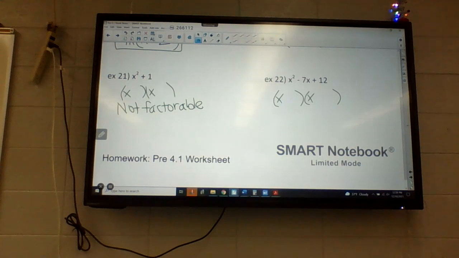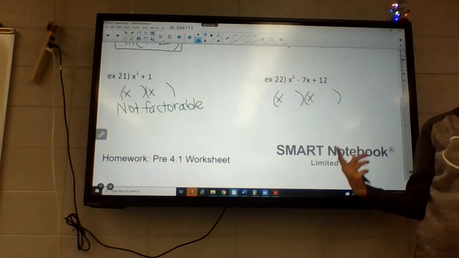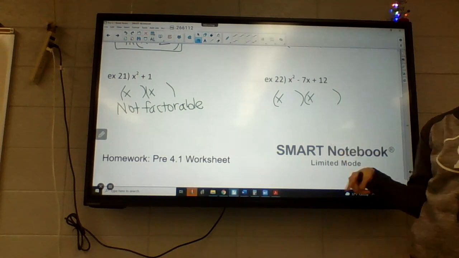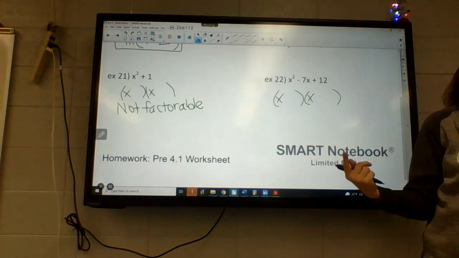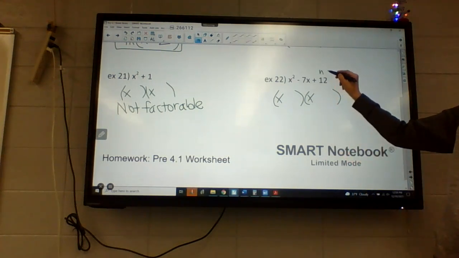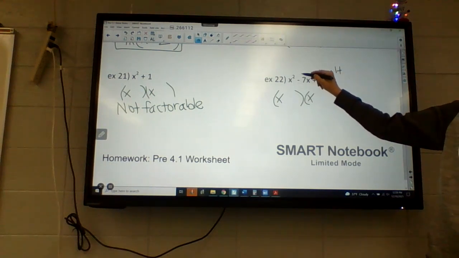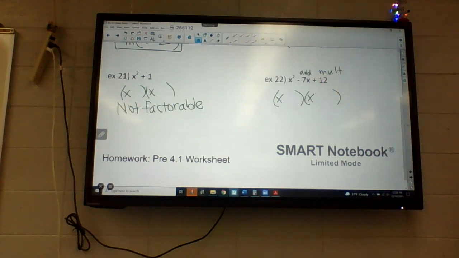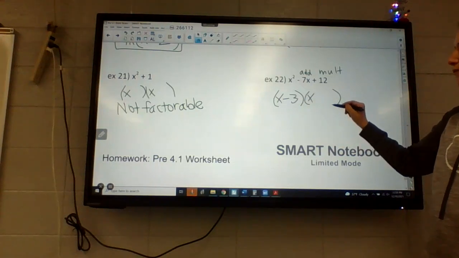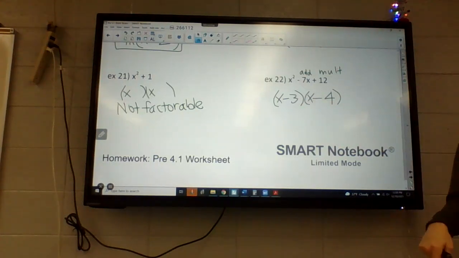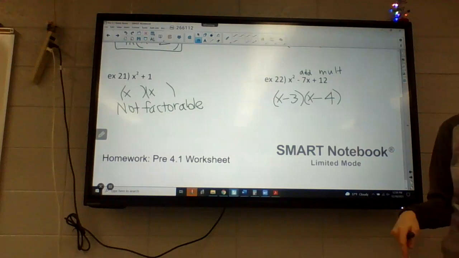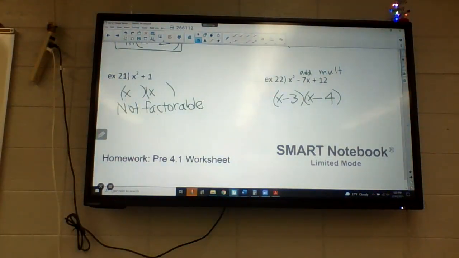All right. So x times x gives me x squared. A little bit of a puzzle here. I want to multiply to get 12, but add to get negative 7. Negative 3 and negative 4 would be the numbers that multiply to give me a positive 12 and add to negative 7. And that's what we were looking for there.